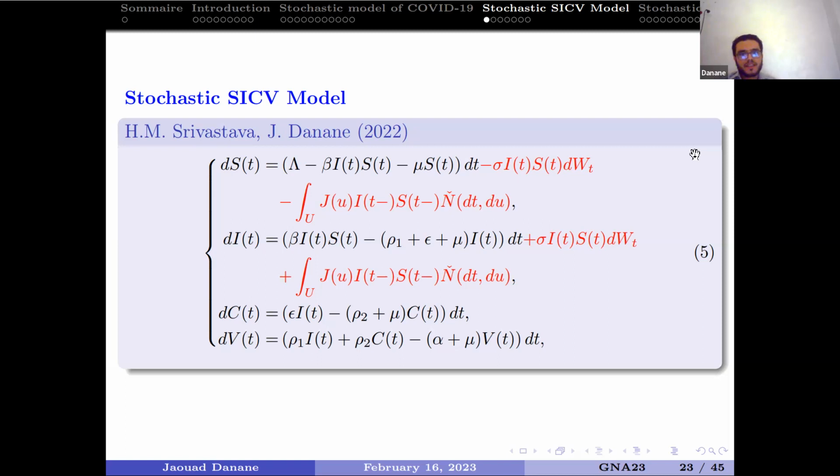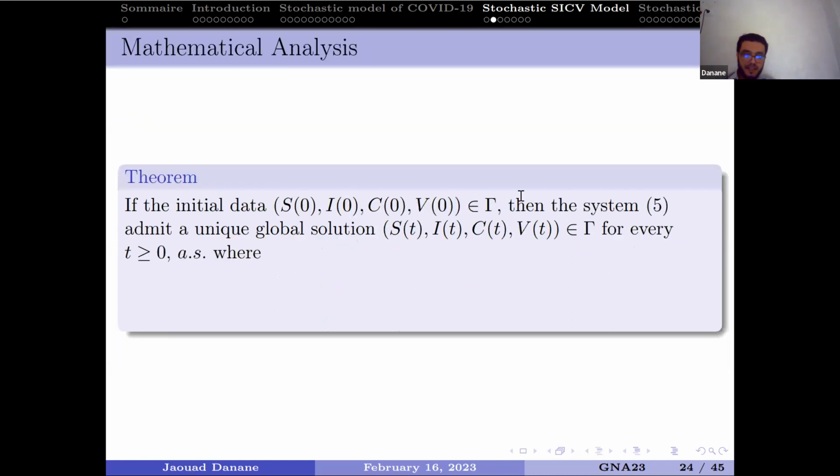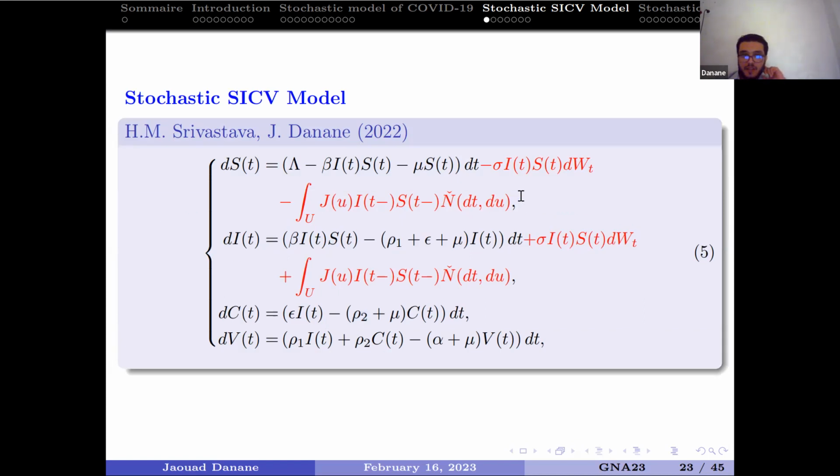If we try the vaccination program for only the infected and the chronic population, we can remark here that rho 1 represents the treatment or vaccination of the infected population, and rho 2 represents the vaccination of the chronic population. We can also remark here about the perturbation.